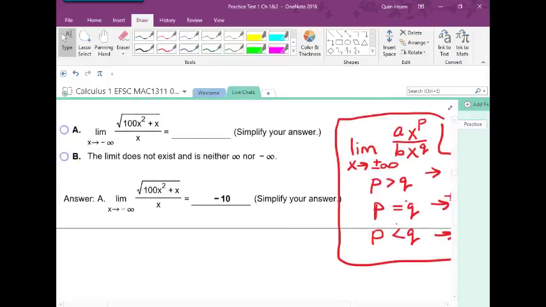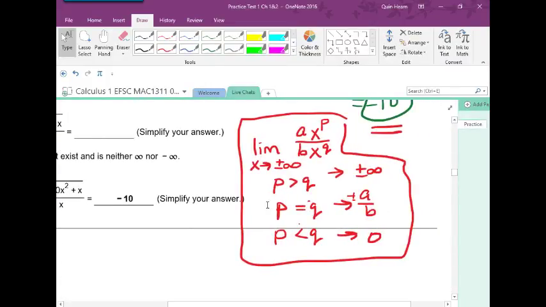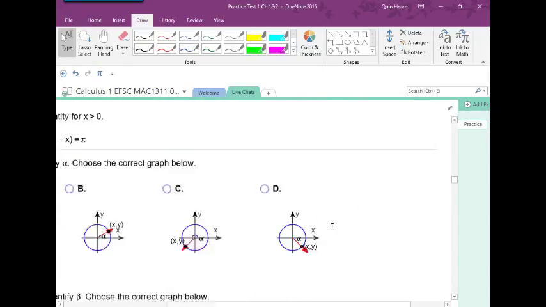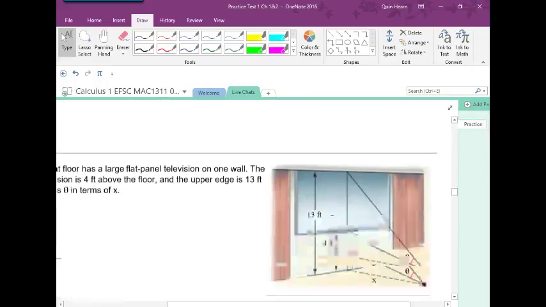Here we go. We said that when we have a ratio of x to a power over x to a power, when the degree in the top is bigger than the degree in the bottom, we get plus or minus infinity. If they're equal, we get the coefficient, plus or minus the coefficient, and if the numerator has a lesser degree than the denominator, then we get 0. All right, so we're going to apply that same idea down here.